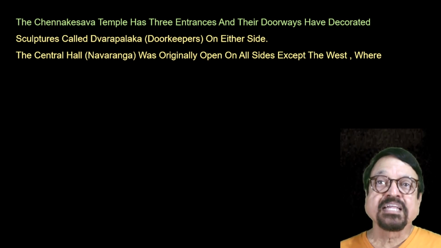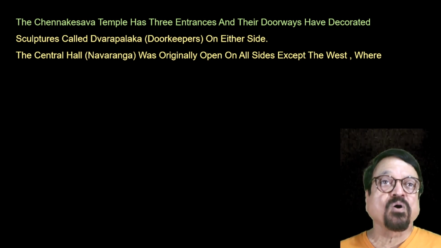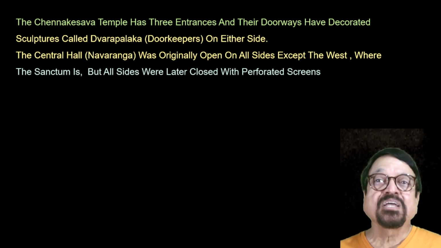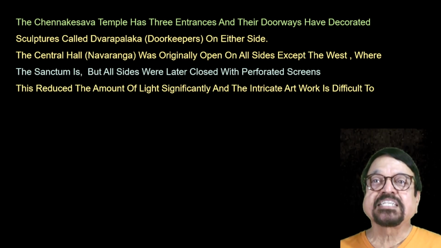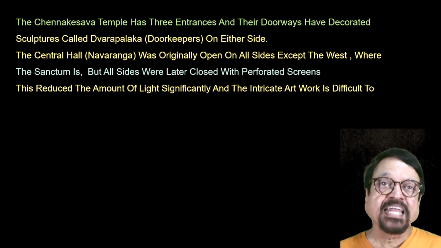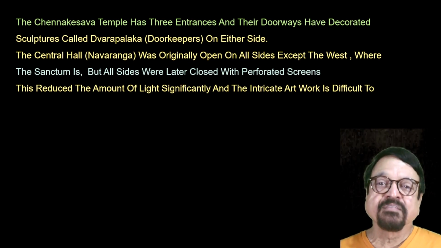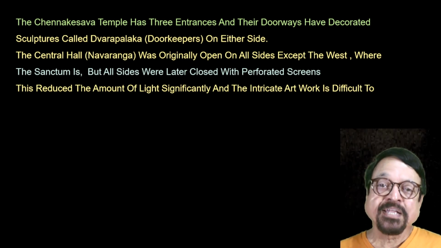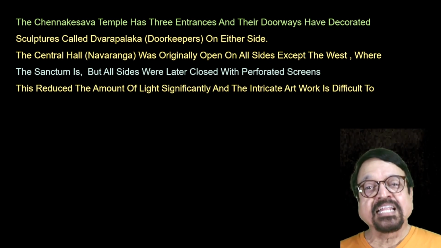The central hall, that is the Navaranga hall, was originally open on all sides except the west where the sanctum is situated, but all the sides were later closed with perforated screens. This reduces the amount of light significantly and the intricate work is difficult to appreciate, but we were lucky enough when we went there. It was bright sunlight and we could see it with a little more patience. You have to allow your eyes to adjust and observe. It will take a little more time.